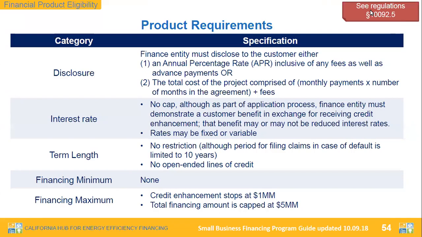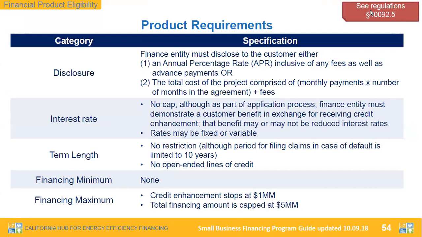These disclosure requirements were changed based on industry feedback. So I'd be very curious from the finance companies that are on the line to give us feedback on whether or not you can do this now and whether we've improved it. We are not capping the interest rate where there is one. However, as part of that application process to the program, the finance entity needs to demonstrate what the benefits are to customers in exchange for receiving the credit enhancement. And sometimes this is going to be a reduced rate. We understand sometimes it's not, depending on that company's model.